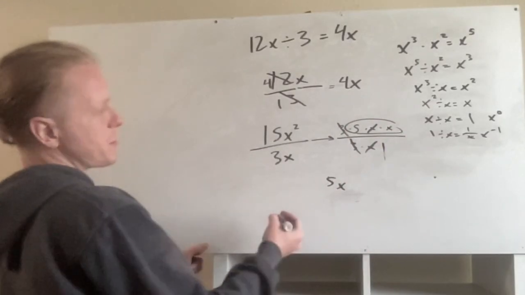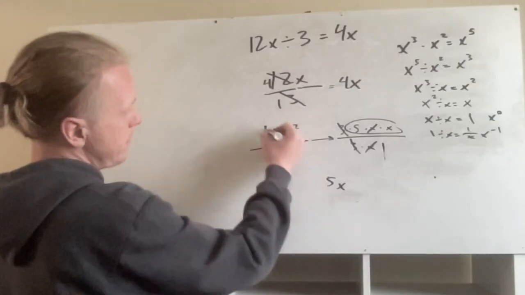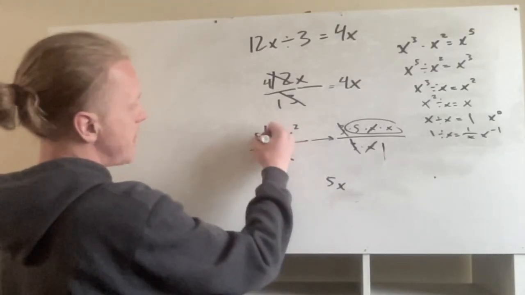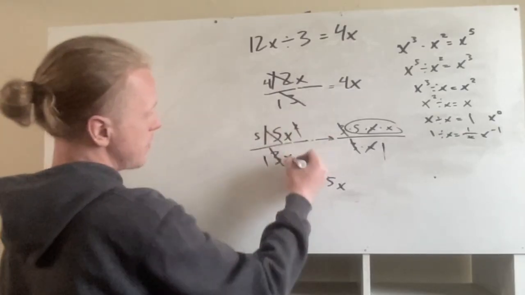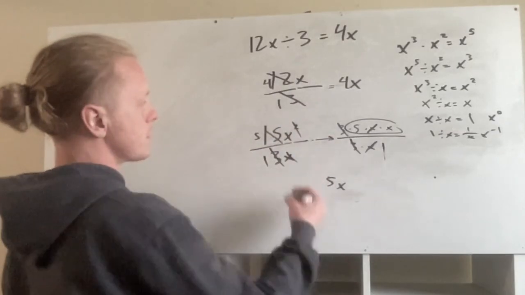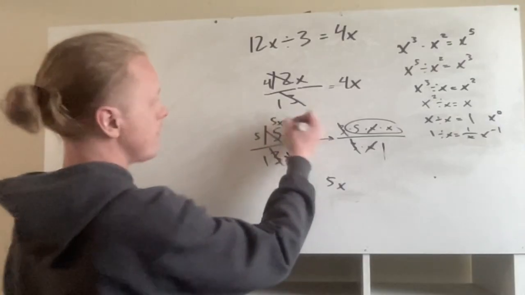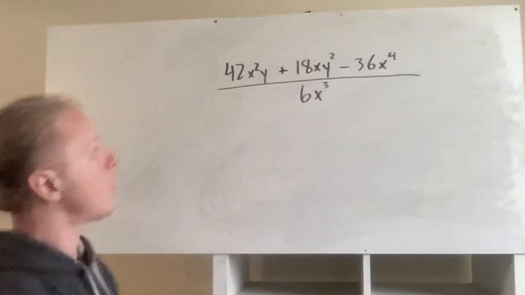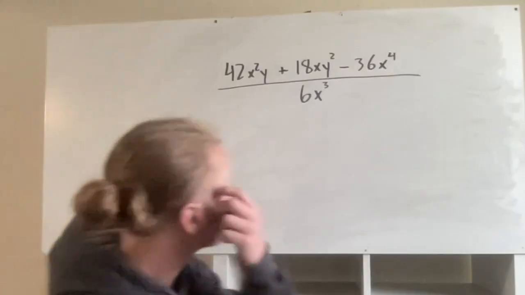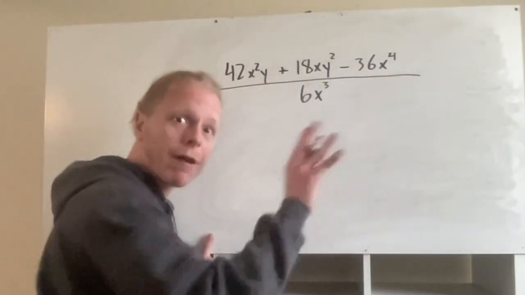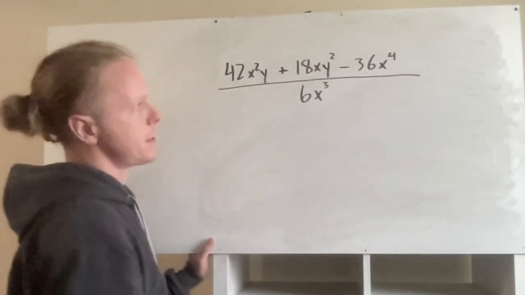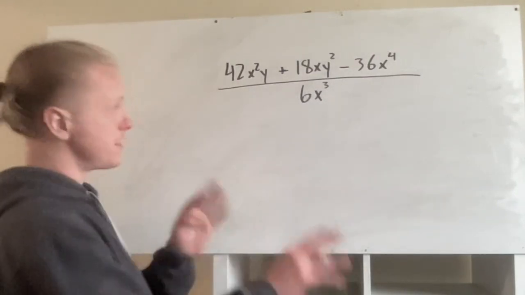But what the process would really look like, I'd say, oh, hey, 15 and 3, that's a 5 and a 1, and then the x squared just becomes x. So we're left with 5x. Okay, so this is the last problem that we're going to look at. And we will return to a situation like this later on when we talk about something called factoring. But for now, we're not going to do that.